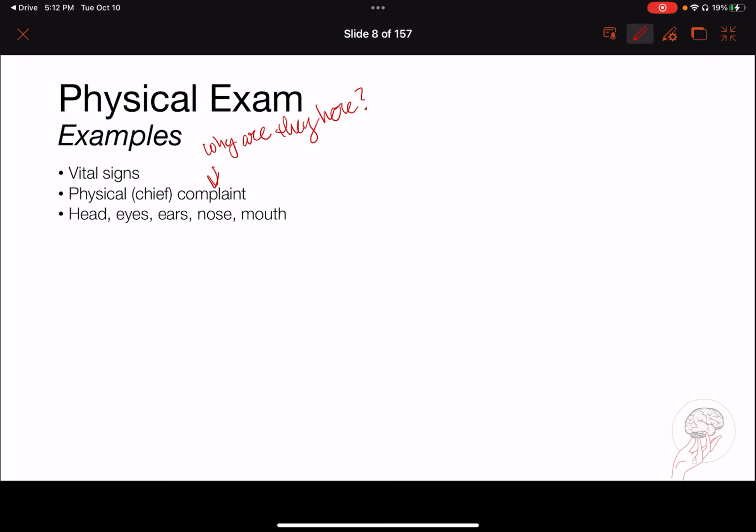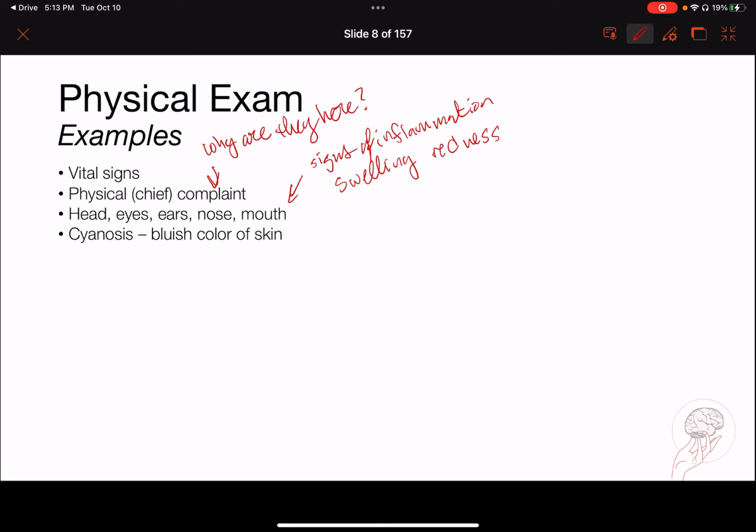Looking at the head, eyes, ears, nose, mouth, looking for things like signs of inflammation, swelling, redness, and much, much more that we'll go through.